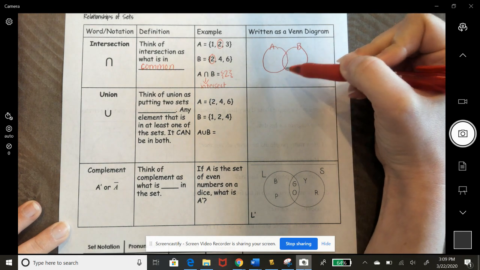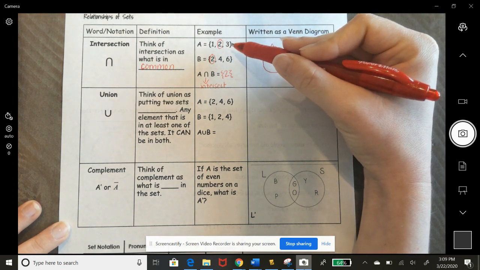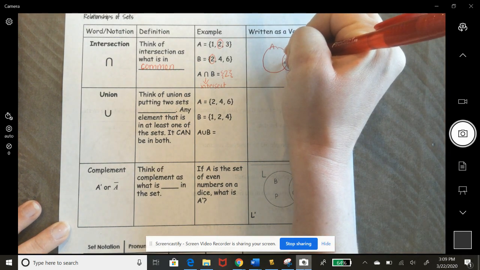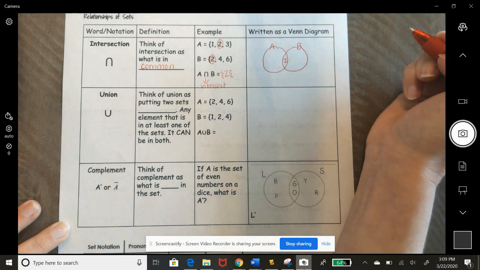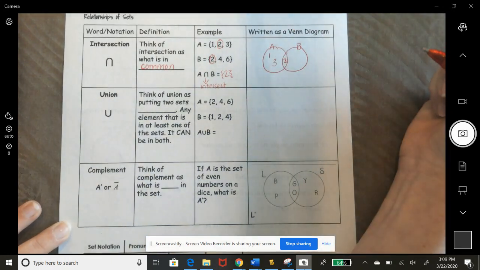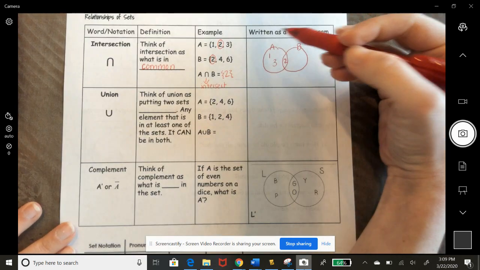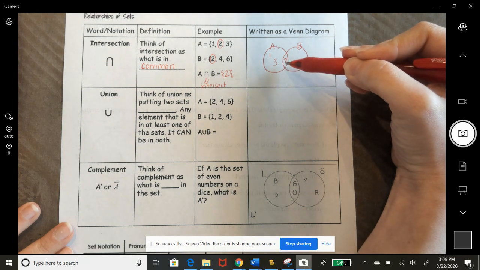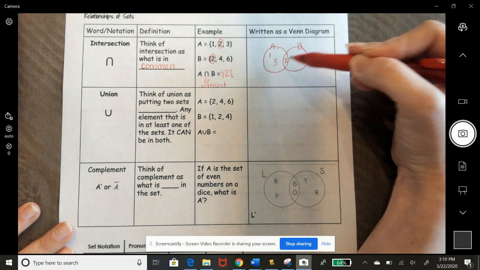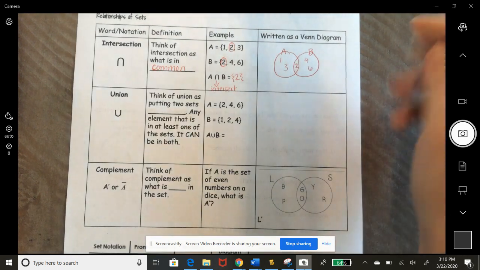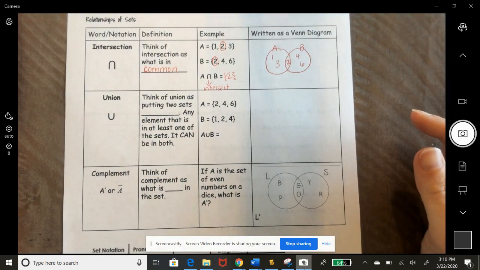Okay, so if we look at set A, it's 1, 2, and 3, but the 2 is also in B. So we're going to put the 2 in the middle there, okay, and then A also has a 1 and a 3. So I'm going to put those in there. And then B has 2, 4, and 6. We've already put the 2 right there, because it's in both sets. But then B also has a 4 and a 6, so we'll put that in that part of the circle by itself.